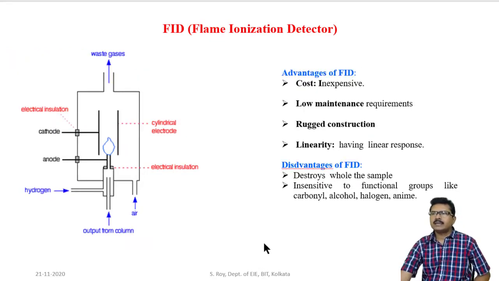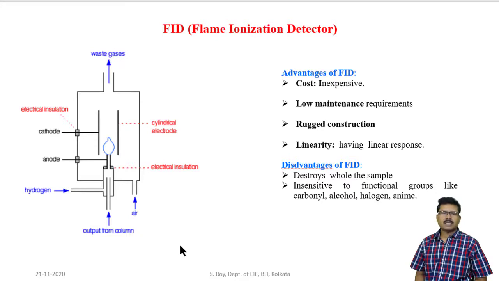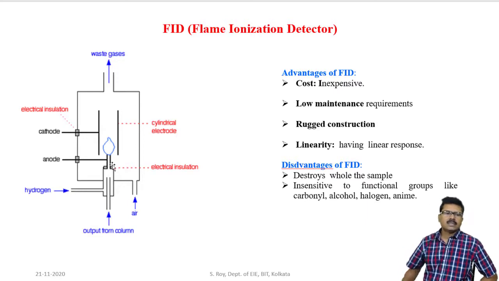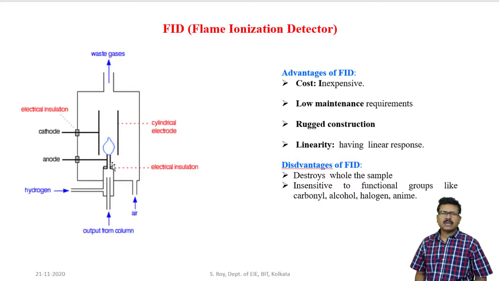What are the different advantages and disadvantages of the flame ionization detector? The flame ionization detector is inexpensive to operate and acquire. It has low maintenance requirements. Apart from cleaning the jet and replacing the jet, this detector requires very little maintenance. Regarding construction, it is rugged. FID is relatively resistant to misuse. It gives linear output.